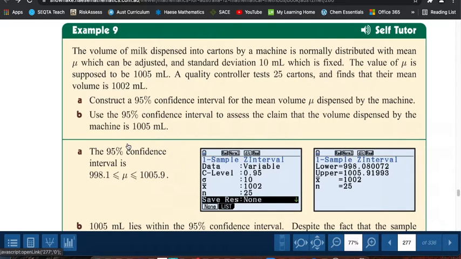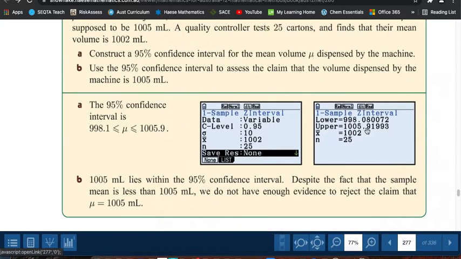Okay, so the first thing that they've done is say, well, let's construct a confidence interval for the mean volume that's being dispensed by the machine. It's supposed to be 1,005, but let's forget that. Let's just say all I know is that the volume that we got from our sample was 1,002. So your confidence interval, okay, if you look at the values that they've put in, I can't see which one's the TI, doesn't matter, I think either of them are though.